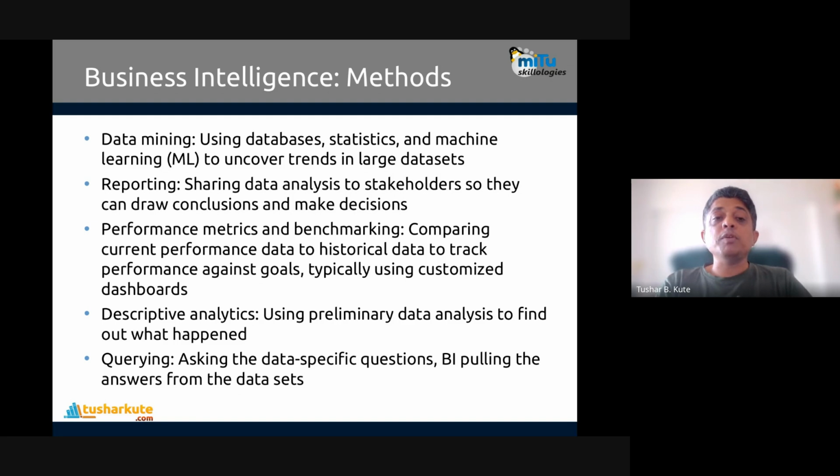Next, performance metrics and benchmarking. Definitely, whatever result we got as an outcome, how can we measure the performance of it? And benchmarking can also be done. Benchmarking means we have to reach at least this position, and above that will definitely be beneficial for us. It means comparing current performance with historical data, then creating a track to measure the performance against the goals, typically using a customized dashboard.